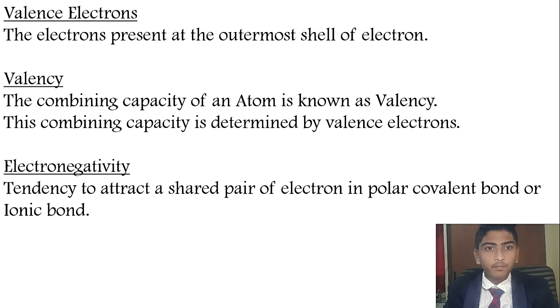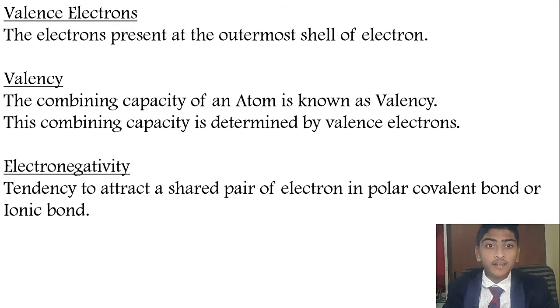Next, to learn about chemical bonding, first we should get to know about valence electrons. These electrons are present at the outermost shell of an atom. It means the electrons which are present at the outermost shell are called valence electrons. This outermost shell of an atom is known as the ultimate shell and the second outermost shell is known as the penultimate shell. Now this is just about valence electrons. The electrons which are present at the outermost shell are known as valence electrons.